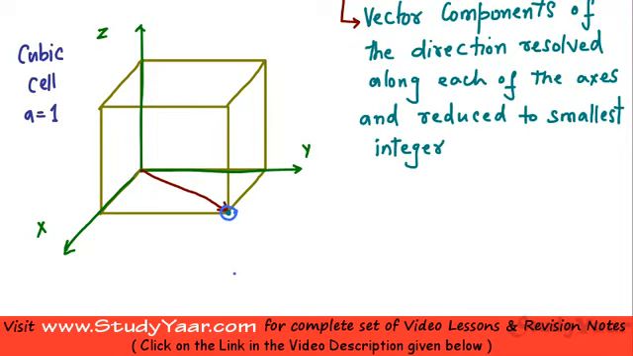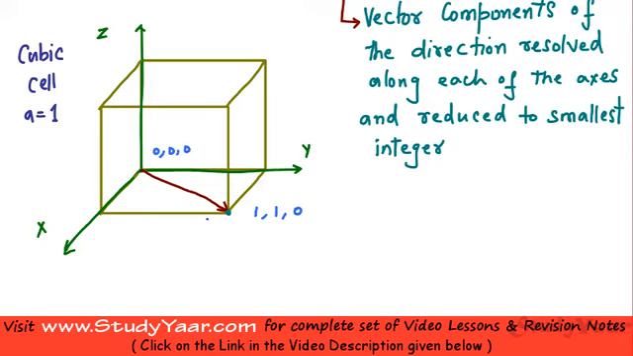How are you going to get the vector representation of this direction? What are the coordinates for this lattice point? You go 1 unit in the y direction. This is a cubic cell of dimension 1. So you go 1 unit in the y direction, then 1 unit in the x direction and 0 units in the z direction. Therefore the coordinates for this point would be x is 1, y is 1 and z is 0, so it's 1, 1, 0. Your origin is always 0, 0, 0.